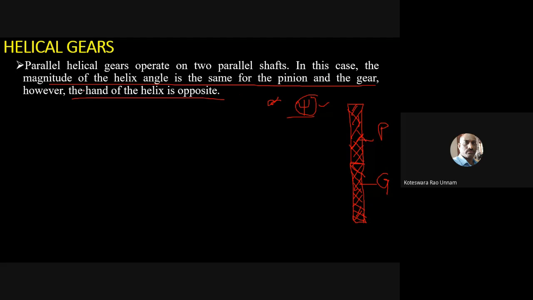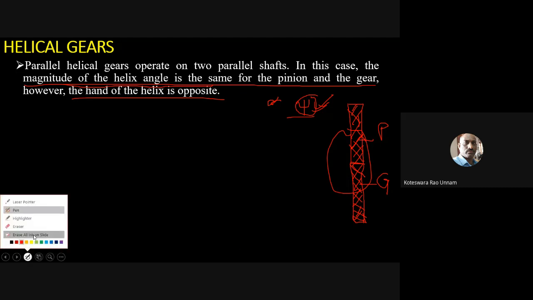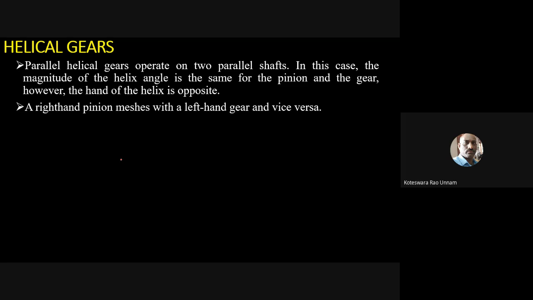So the two things you need to consider are that the magnitude of the helix angle should be the same, the size should be the same for both pinion and gear, and also the hand of helix should be opposite. That means even though the helix angle is the same for both pinion and gear, gears and pinions with the same hand of helix cannot be meshed. So the hand of helix should be opposite on gear and pinion. That is the point you need to remember. A right hand pinion meshes with a left hand gear and vice versa. That's what I already said.